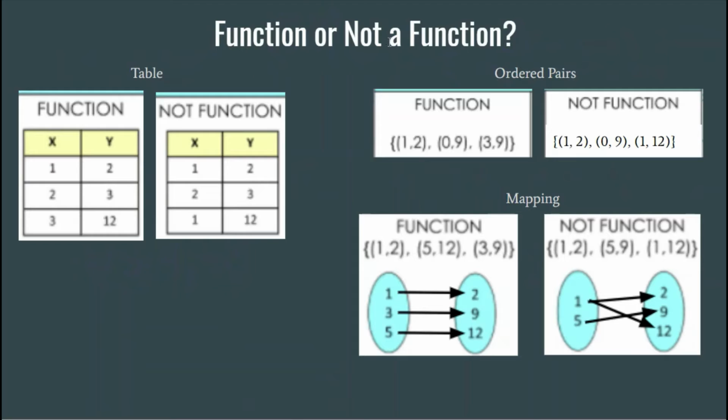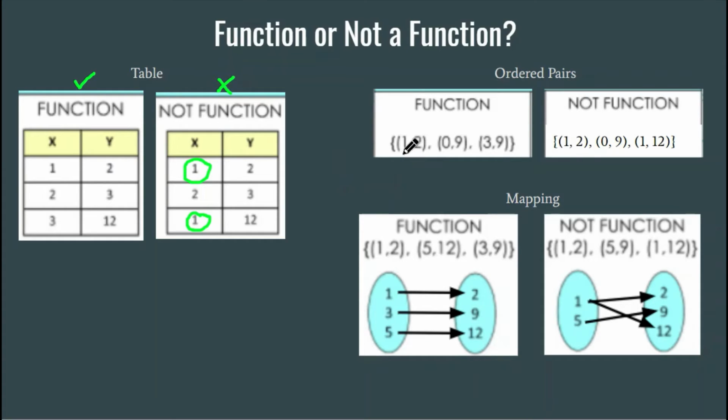The next thing we learned was function or not a function. So here's some examples of tables, ordered pairs, and mappings, and which ones are functions and which ones are not functions. So the table, this is a function because all of our X values are different. Whenever all your X values are different, it's going to be a function. The one on the right is not a function because this 1 repeats as an X value. That 1 cannot be at 12 and 2 at the same time. So therefore, that is not a function.